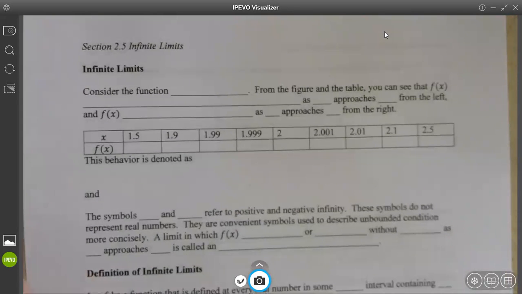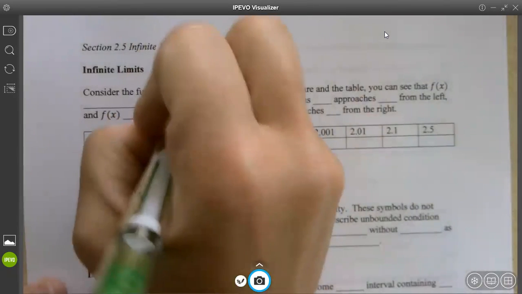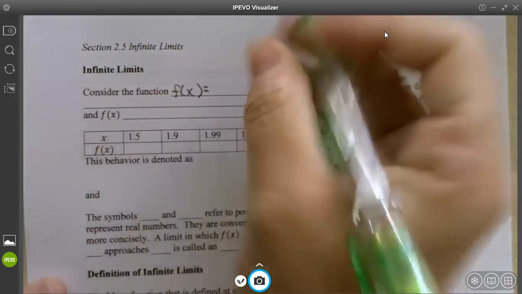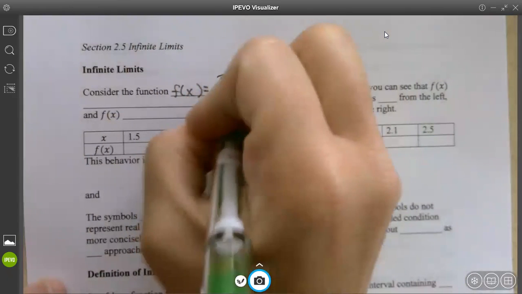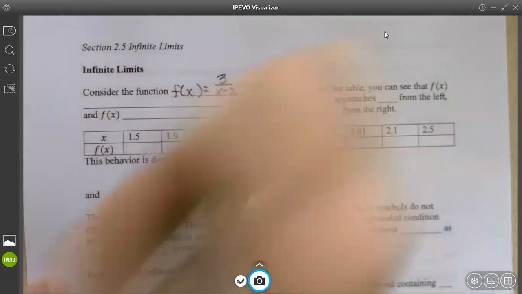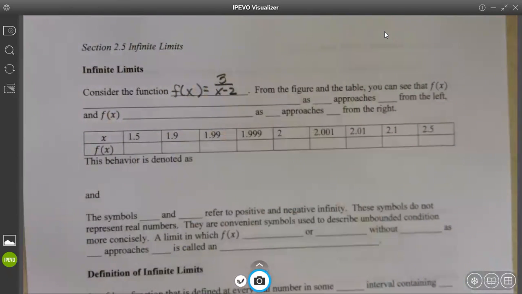All right, so consider the function f of x equals 3 over x minus 2.